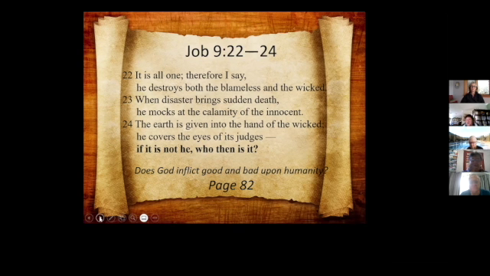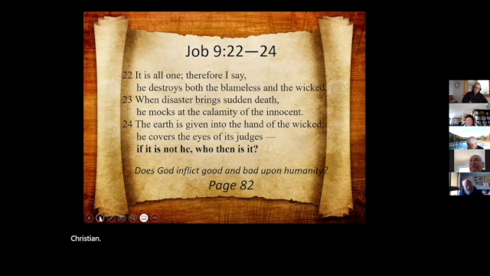And then the big question is, if it's not he, then who is it? So if the bad stuff's not coming from God, then where is it coming from? That's a rhetorical question. In the Old Testament, of course, there is no one else. I like how he covers the eyes of the judges.